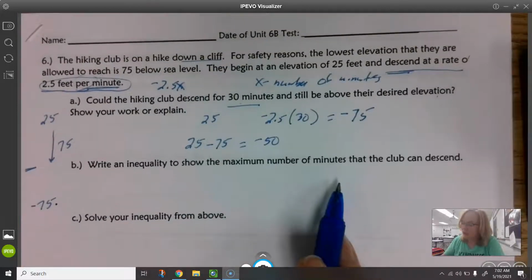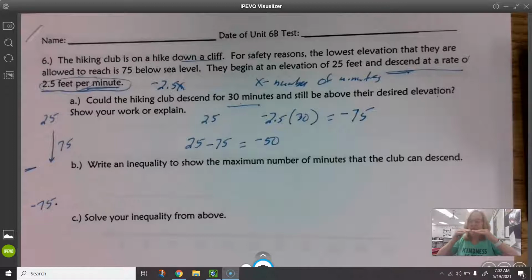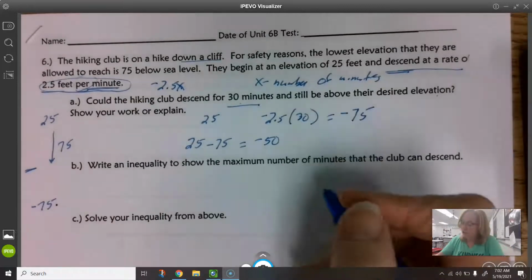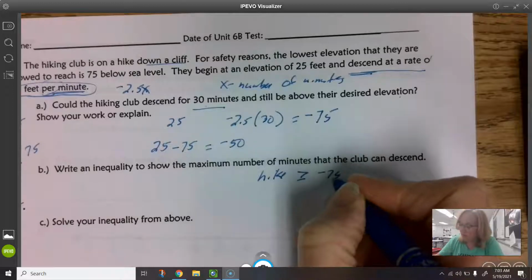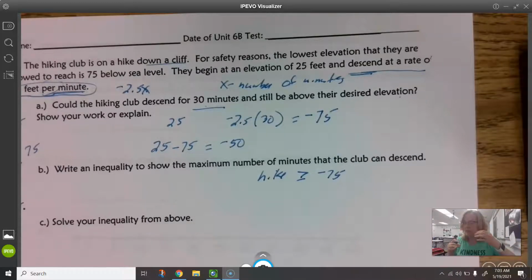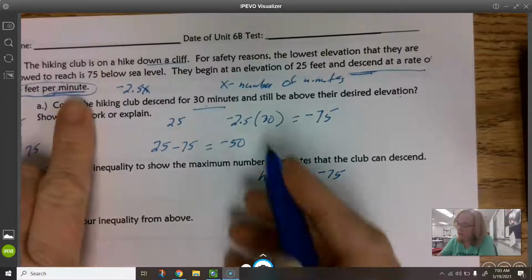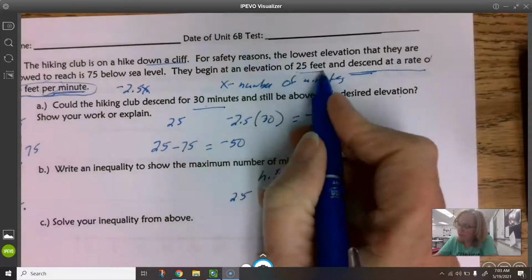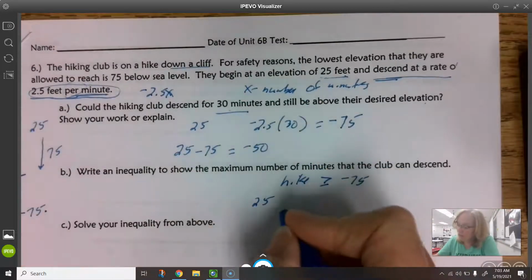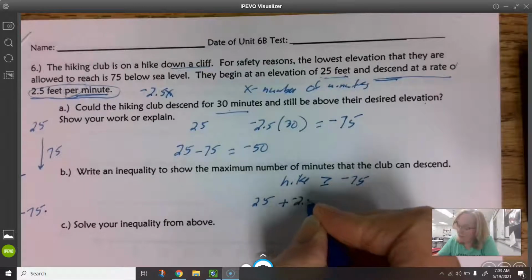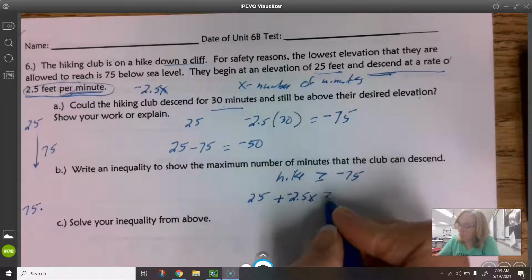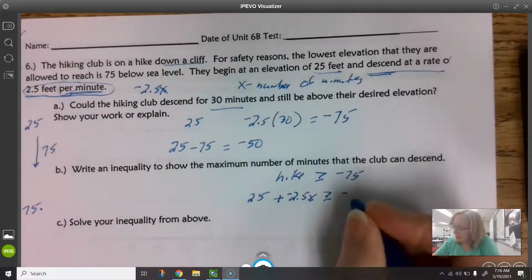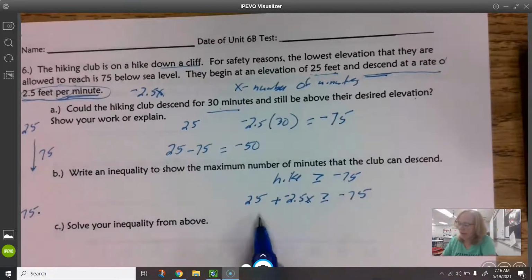Now let's write an inequality. We have to stay above negative 75. So we want our hike to be greater than or equal to negative 75. We have to be above. We can go to negative 75, but we can't go below it. Well, what does our hike consist of? We start at 25 feet, and then we descend. So we subtract, or we can add a negative, either way is fine. The number of minutes, so negative 2.5x, and we want that to be greater than or equal to negative 75. Okay, so we have our inequality now, and now we're going to solve it.